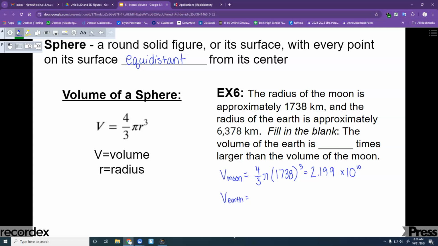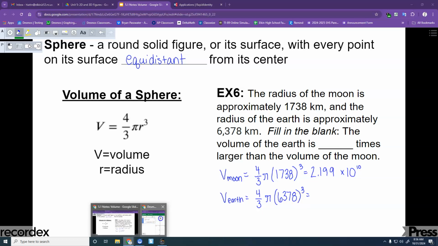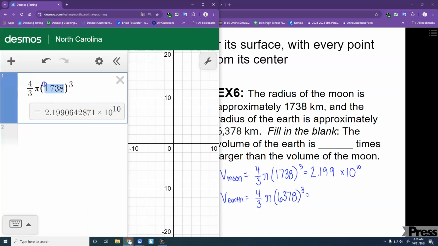All right, so for Earth, we would do the same thing. 4/3 pi times 6,378 to the third. We're going to get an even bigger number here when we type this into Desmos, because when we change this number to 6,378, we get 1.087.